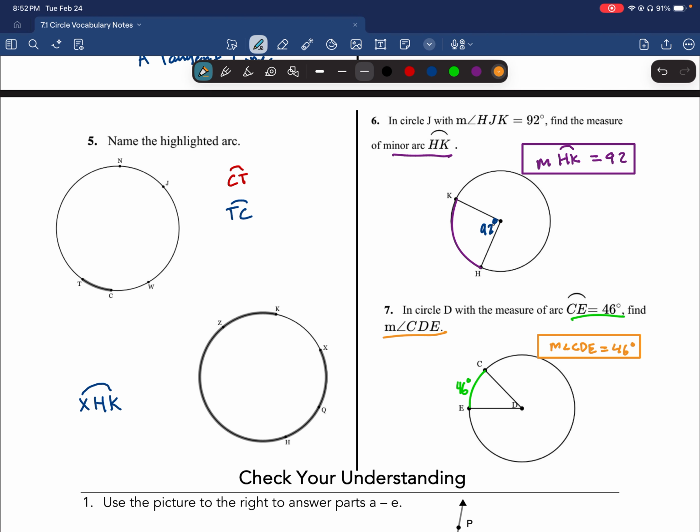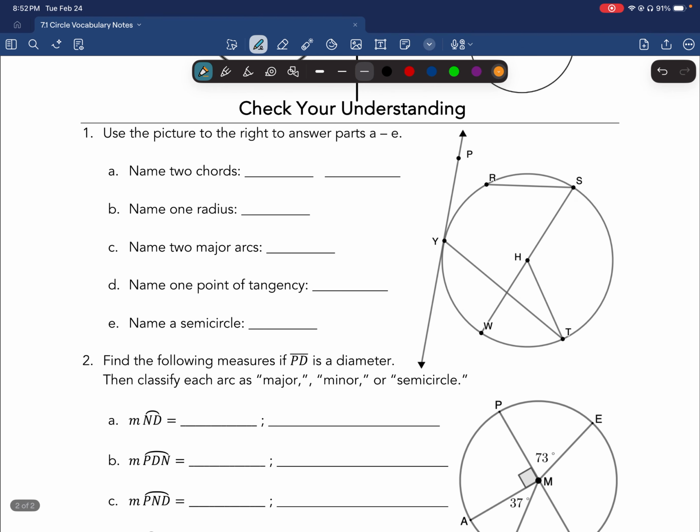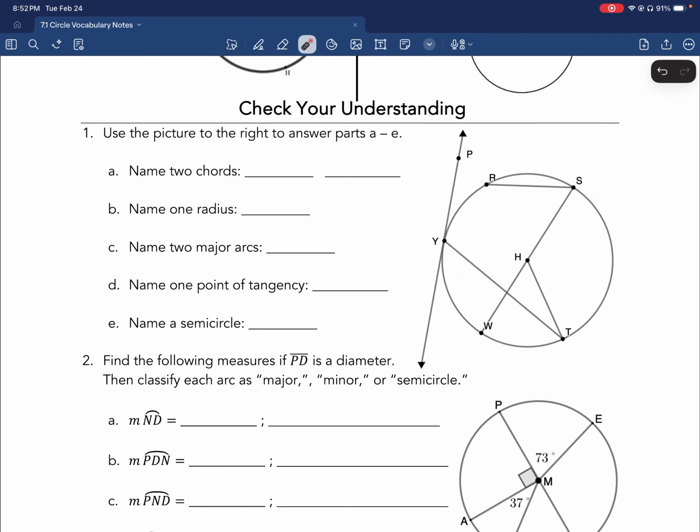And that's it. Okay. Not too bad. As long as you know those vocabulary words, it should fly by pretty fast. Okay, so check your understanding. Here's a picture here. You just need to tell me 2 chords here, find a radius, tell me what you would call that radius, find an example of 2 major arcs, find a point of tangency, and find a semicircle. So just looking at here, tell me where those would be.